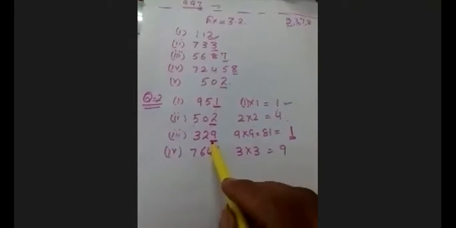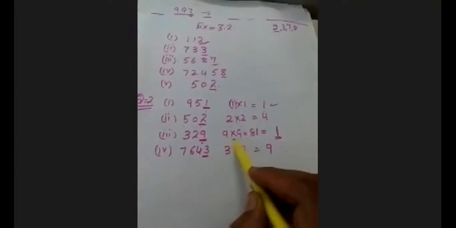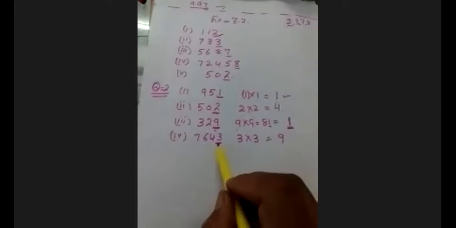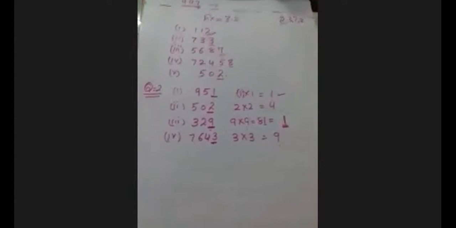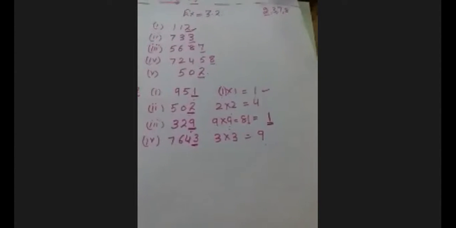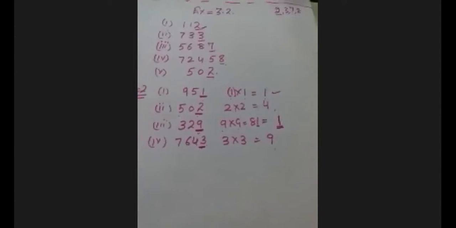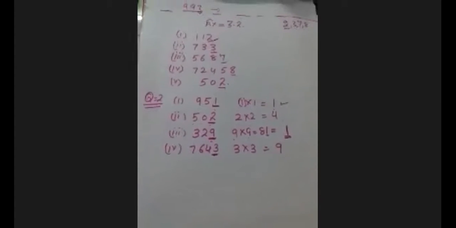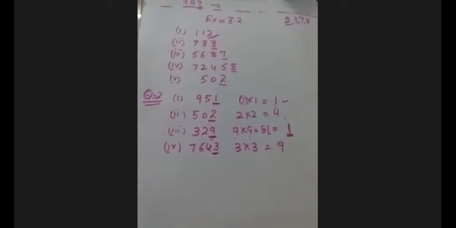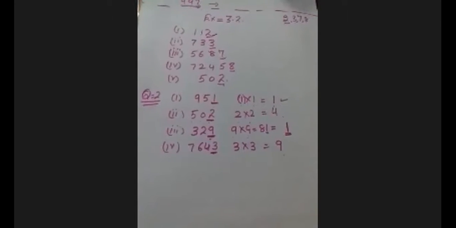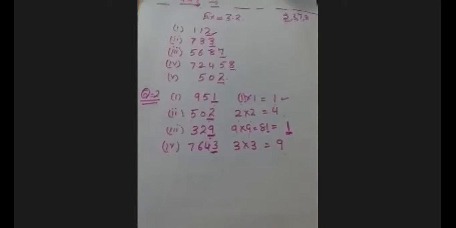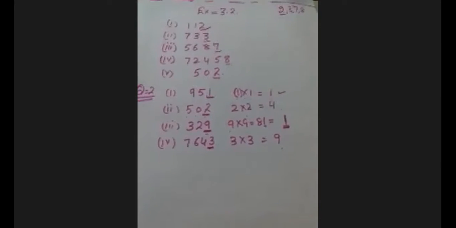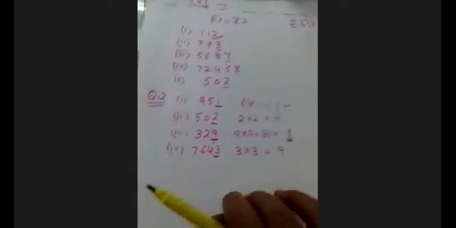Here our unit place is 9. 9 multiplied by 9, 81. So the last digit is 1. Next is 3. 3 into 3, 9. Using the same method, students, complete parts 6 to 10. So this is the first and second question of exercise 3.2. Clear, students? Next is the third question.